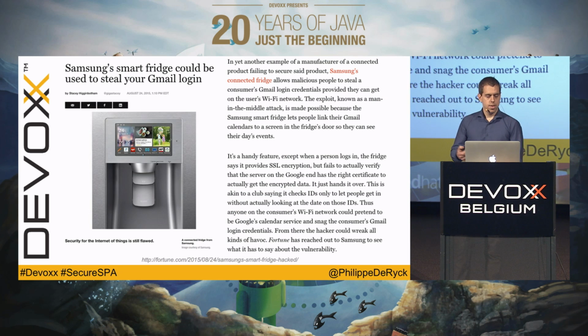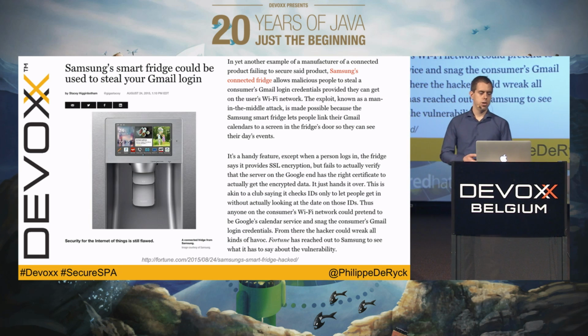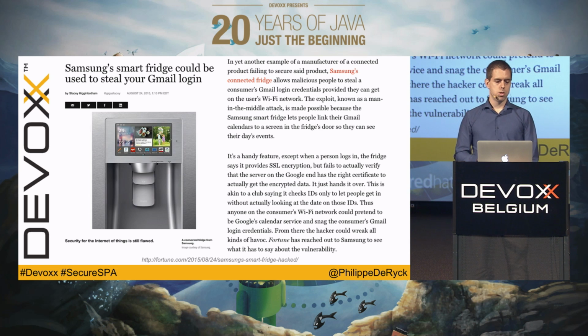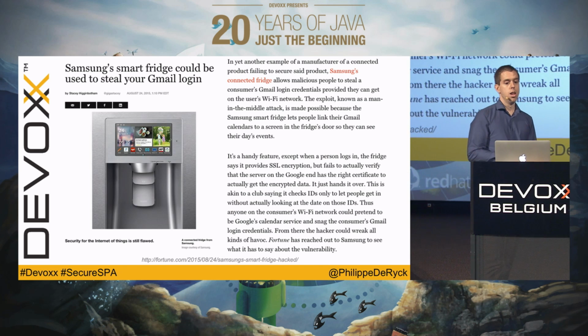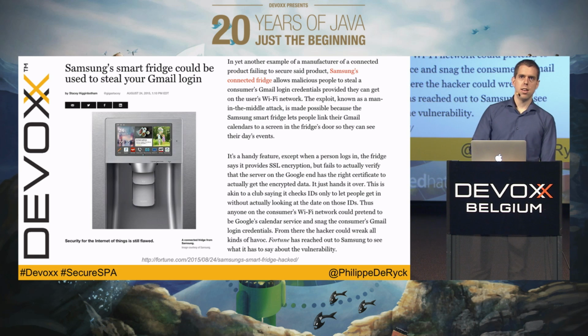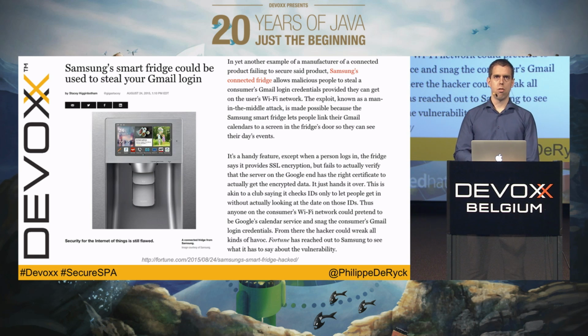If you buy a fridge at home, you can buy a smart fridge nowadays. Samsung has this smart refrigerator which has a flat screen, runs software, and has applications to access your Gmail or your Google products, which is great. Except the developers made a mistake and they forgot to check SSL certificates, meaning that anybody could man in the middle your fridge over a Wi-Fi network and start capturing your credentials to access your Google details.